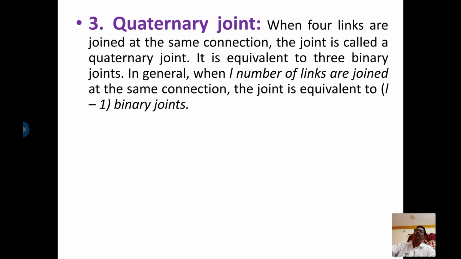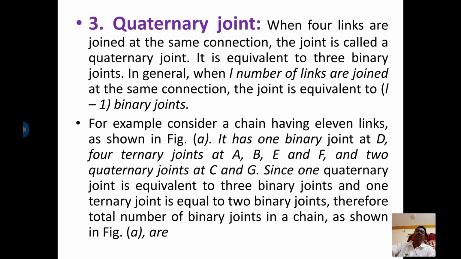Next is the quaternary joint. When 4 links are joined at the same connection, the joint is called a quaternary joint. It is equivalent to 3 binary joints. In general, if L links are joined at the same connection, the joint is equivalent to L minus 1 binary joints.